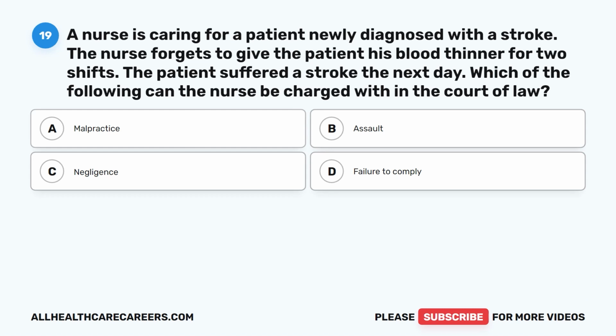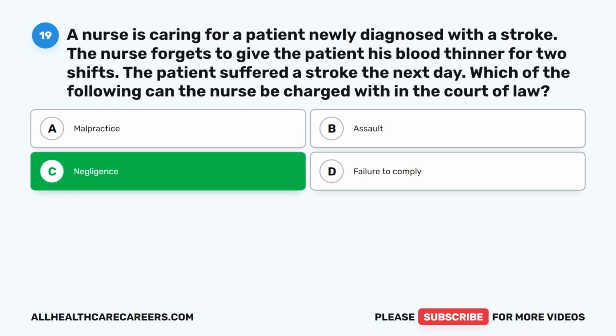Question 19. A nurse is caring for a patient newly diagnosed with a stroke. The nurse forgets to give the patient his blood thinner for 2 shifts. The patient suffered a stroke the next day. Which of the following can the nurse be charged with in the court of law? A. Malpractice. B. Assault. C. Negligence. D. Failure to comply.